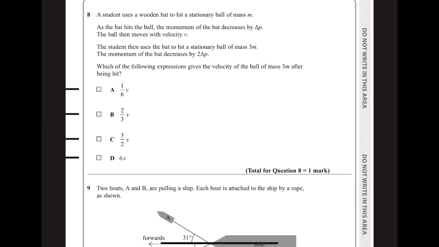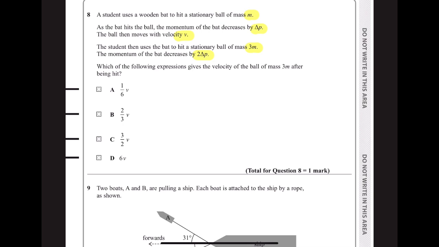In question 8, a student uses a wooden bat to hit a stationary ball of mass M. When the mass of the ball is M, the decrease in momentum of the bat is change in p, and the velocity of the ball is v. But when the mass of the ball is 3m, the decrease in momentum of the bat is 2 times the change in momentum. Now we are asked to find the velocity of the ball.